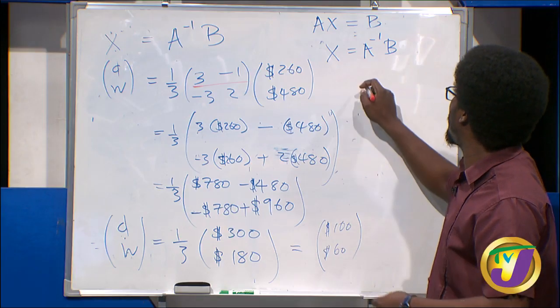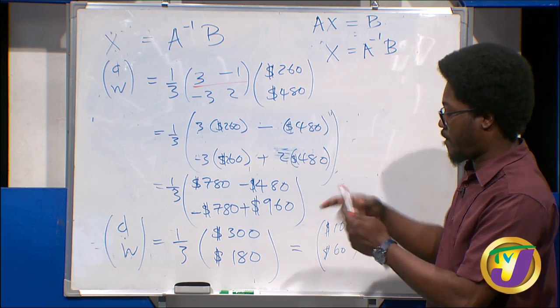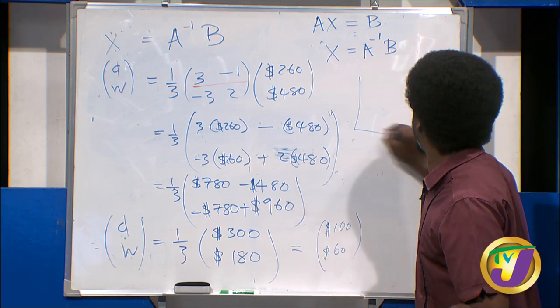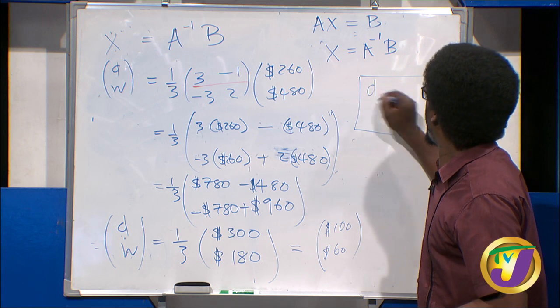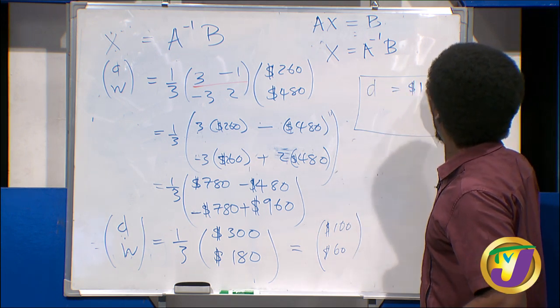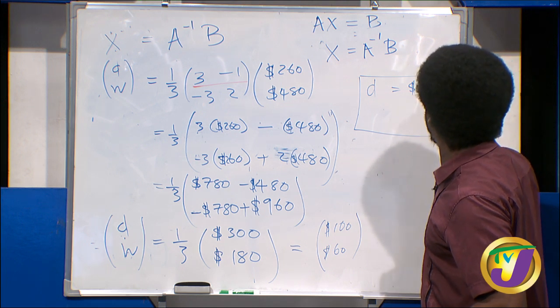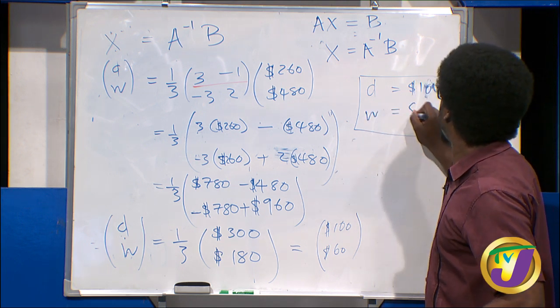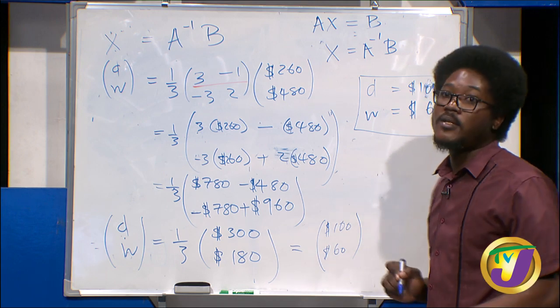So we now know that one donut will cost us $100 and one bottle of water will cost us $60.